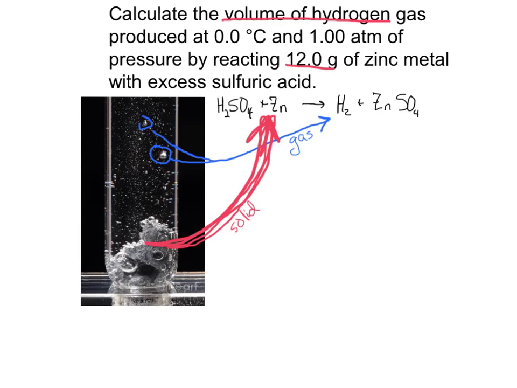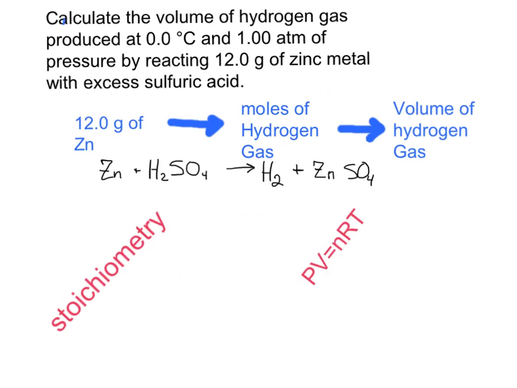Well, usually when we're collecting things like a gas, we want to know what the volume is going to be. So calculate the volume of hydrogen gas that you make when you react 12 grams of zinc. It's going to be important for you to map out a plan and to realize, yes, the thing I want at the end is the volume of hydrogen gas, but how can I get there?